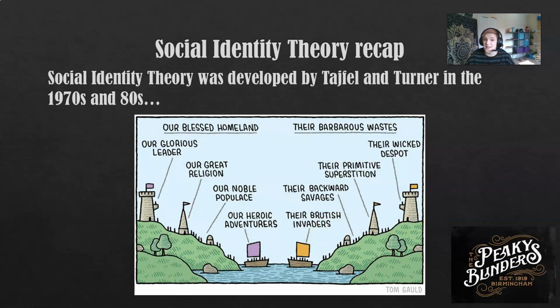So hopefully, now that we've done a very, very rudimentary and quick recap of social identity theory, you'll be able to identify how members of certain social groups in Peaky Blinders interact with other social groups in Peaky Blinders. And if you can identify these and put that on your bingo card, that will be absolutely fantastic.